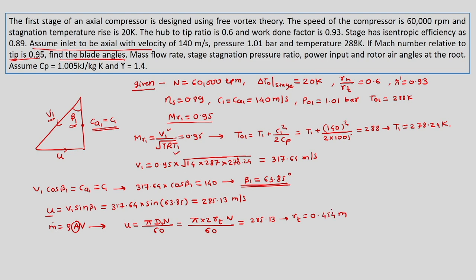So from here we get radius at the tip as 0.454 meter. Having said this, we are given that radius at the root or hub divided by radius at the tip is equal to 0.6. So we can have radius at the hub as 0.2724. So we can make use to find out mean radius, and mean radius is radius at hub plus radius at tip divided by 2, and that is 0.3632. We are interested in mean radius since we know that everything needs to be evaluated at mean radius.